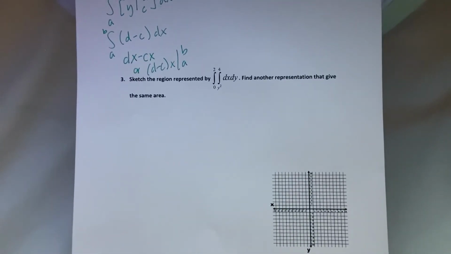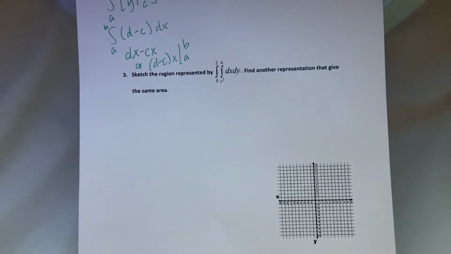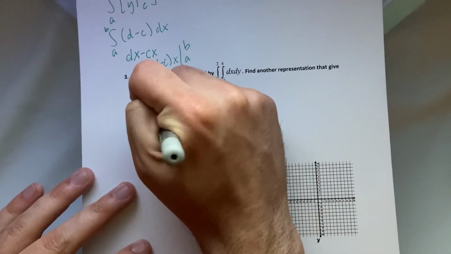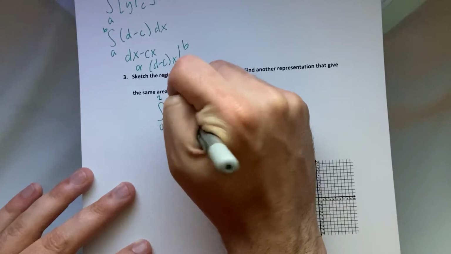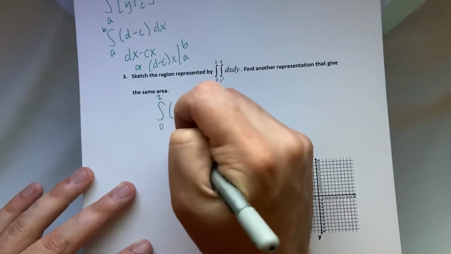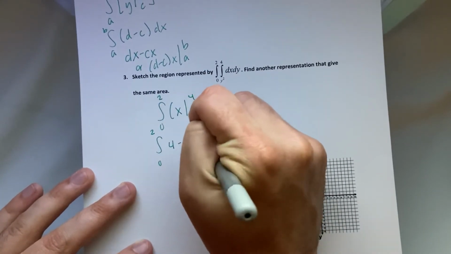So let's see how we can convince ourselves what something looks like. Sketch the region bounded by the integral from 0 to 2 and y squared to 4, dx dy, and then find another representation that gives the same area. Okay, so first we integrate with respect to x. That's the integral from 0 to 2 of x evaluated from y squared to 4 dy, which is the integral from 0 to 2 of 4 minus y squared dy.